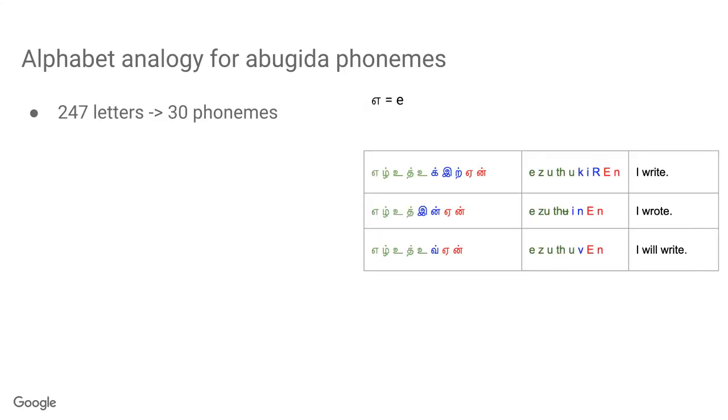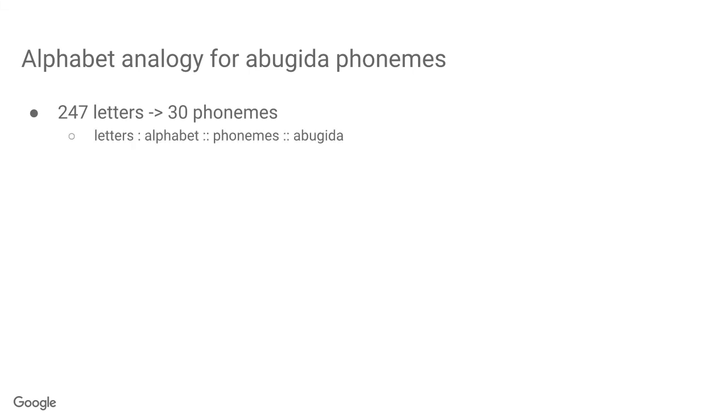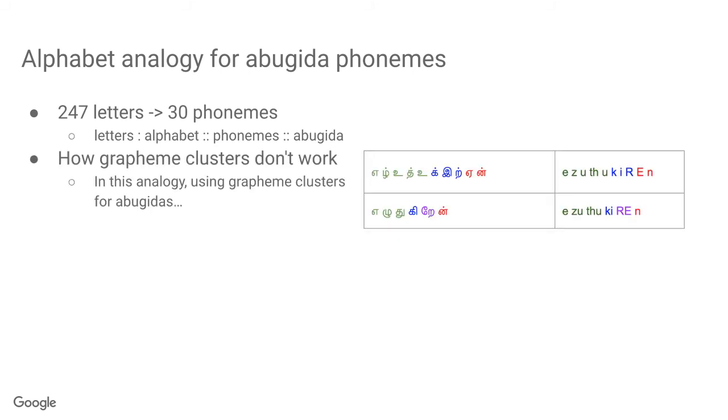One way to think about phonemes for abugida scripts is that, in a way, they're sort of like an alphabet for alphabetic scripts. Instead of the full space of 247 letters, we can think of just the 30 phonemes for Tamil. So here, we would have the phonemes e, il, u, it, ki, and so on. So in this analogy, letters to an alphabet are like phonemes to an abugida. And grapheme clusters don't quite work the same way.